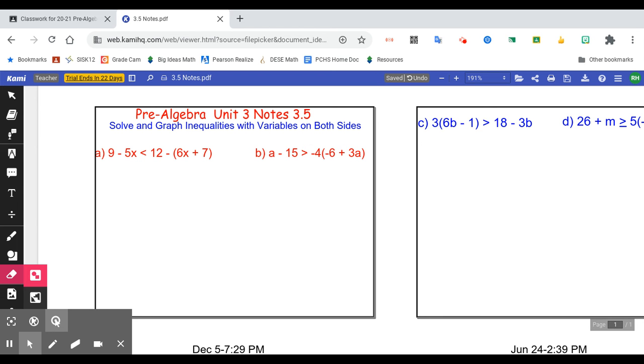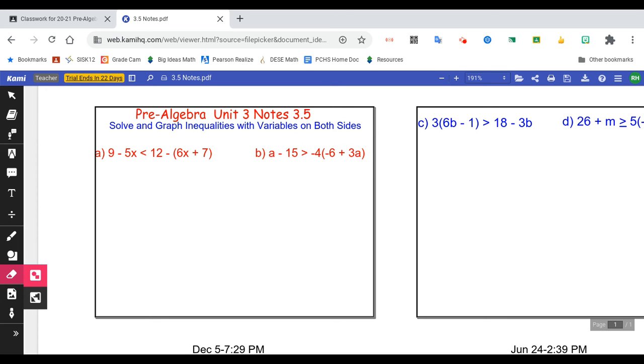Okay, guys, so today we're going to start our last lesson for solving inequalities. We are actually going to do variables on both sides and talk about no solution, infinite solutions. And solving is also the same. So all the rules still apply.